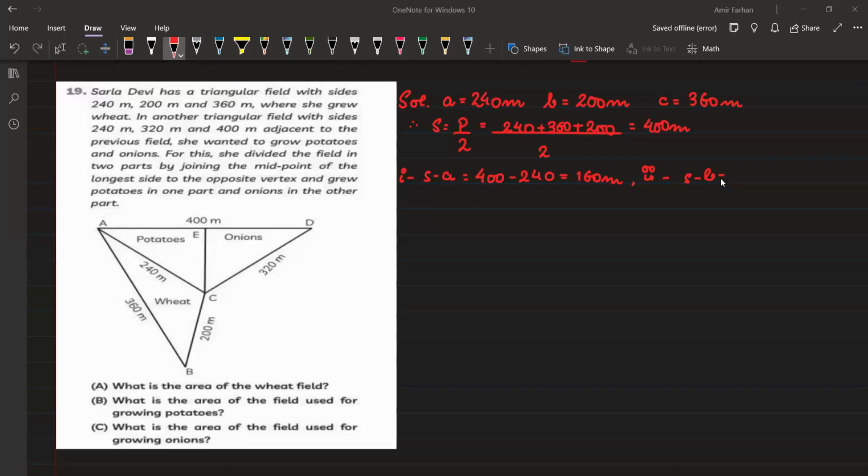ठीक है. So S minus B would be equal to 400 minus 200. That is coming out to be 200 meter. ठीक है. And S minus C कितना हुआ?